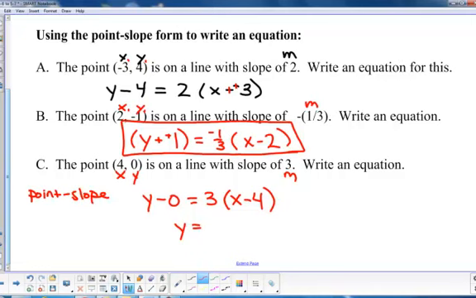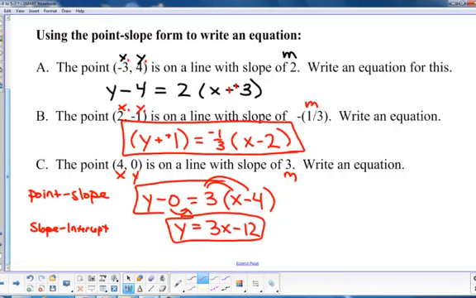To convert to y-intercept or slope-intercept, you just solve for y. So in this one we would distribute the 3. And since there's no number to add over, we're done. So this is our slope-intercept form. That's the same exact thing as this.